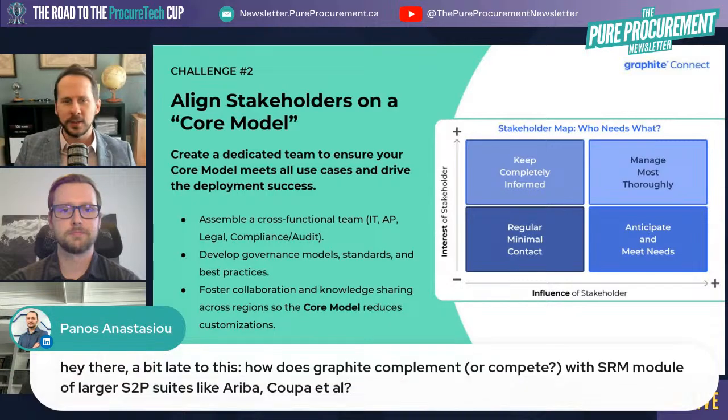Right. Before we go on to this third challenge here, Panos asked a question in the chat. He says, hey there, a bit late to this, I think you meant maybe to ask this in your intro. How does Graphite complement or compete with the SRM module of larger source to pay suites like Ariba, Coupa, etc.?